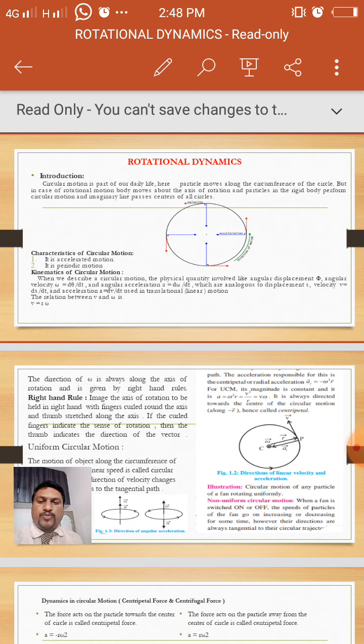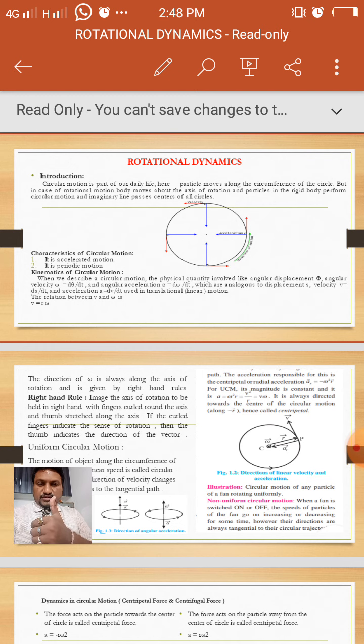Imagine the axis of rotation to be held in the right hand with fingers curved around the axis and the thumb stretched along the axis. Suppose this is our thumb, stretched along the axis, and this is the finger, which curves around the axis.